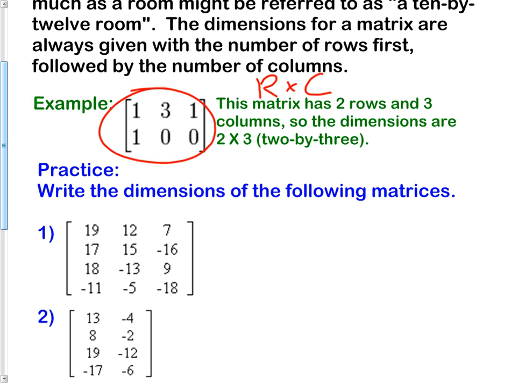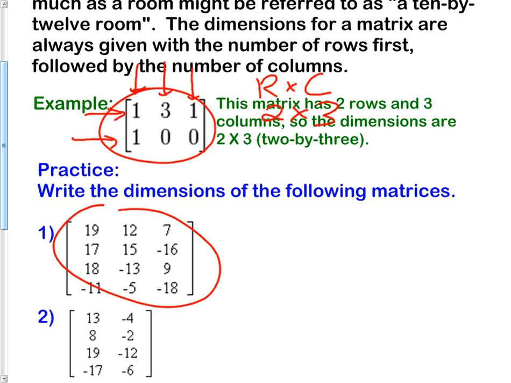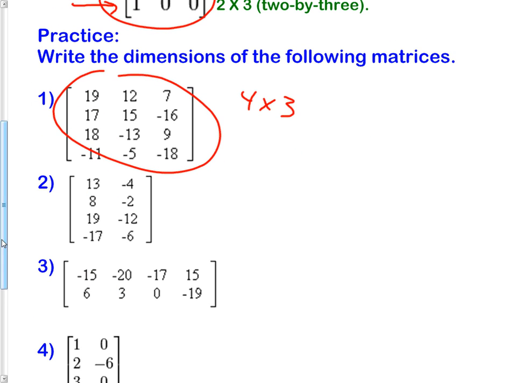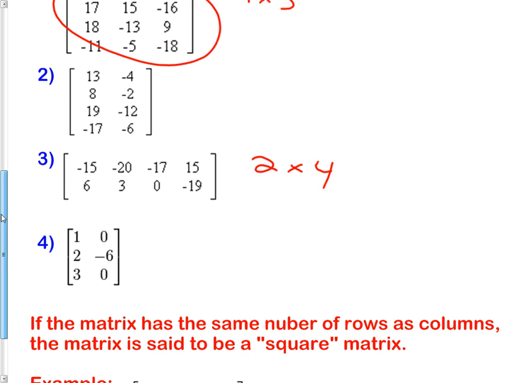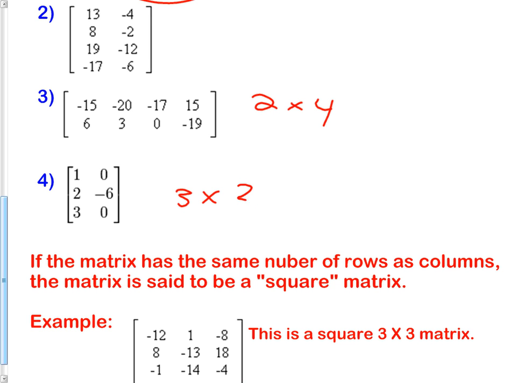RC. So look at this and tell me, do you see that it has 2 rows? And then do you see that it has 3 columns? So this is a 2 by 3 matrix. So what's this? The first thing you ask yourself is how many rows does it have? 4 rows, 3 columns. It's a 4 by 3. That's a 4 by 3 matrix. Get that? All right. Next one, how many rows? So it's 4 by 2. The next one, how many rows? 2. So it's 2 by 4. How many rows on this one? So it's 3 by 2.